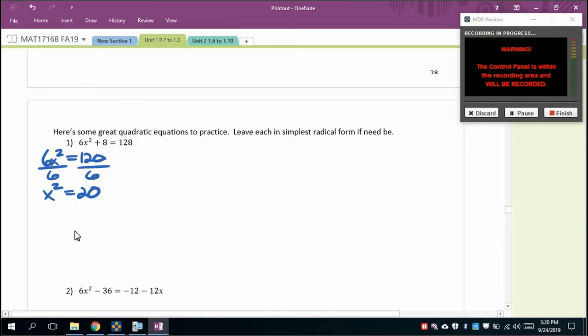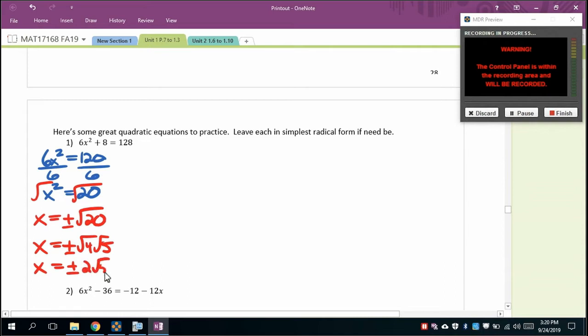So then we take the square root of both sides, so x will equal plus or minus the square root of 20. Now, you should probably be able to figure out that the square root of 20 breaks down into root 4 and root 5, or simply plus or minus 2 root 5. So that's going to be the solution. Since there was no middle term, we can do it that way.